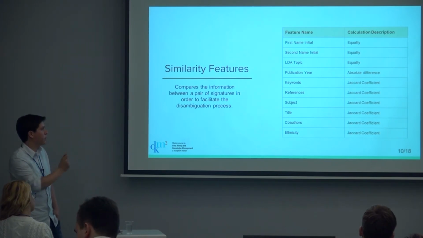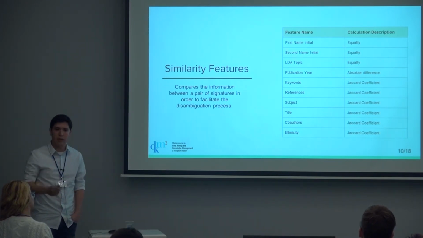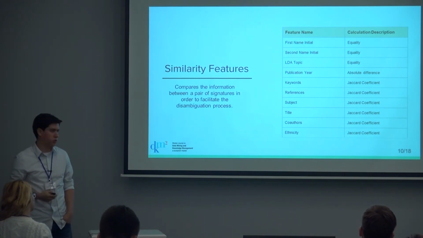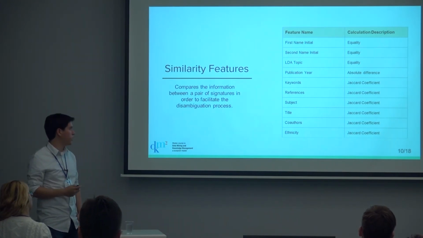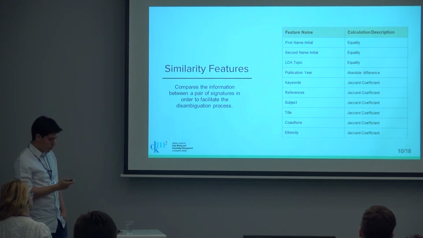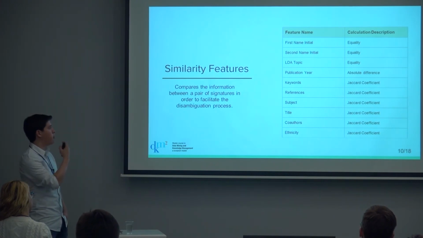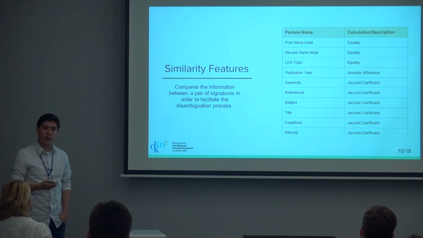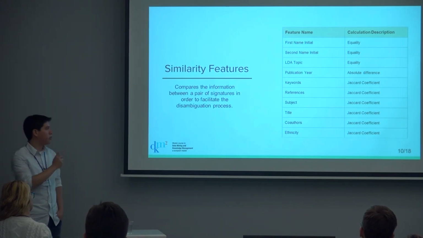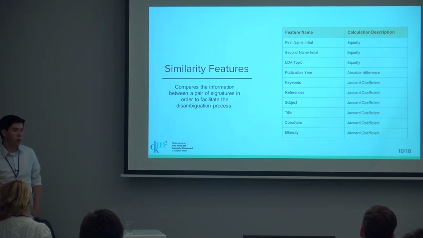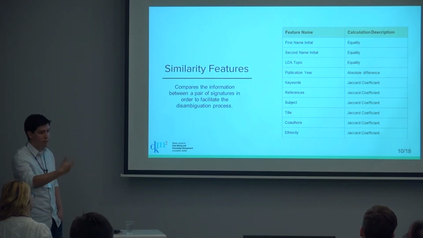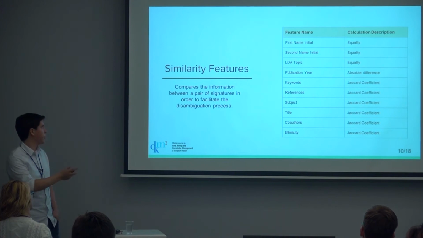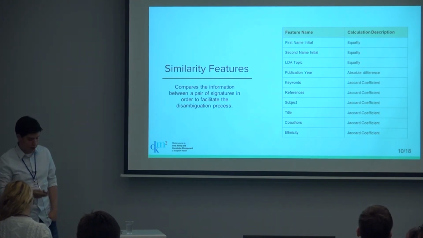We get the publication year. We get the absolute difference between the publication years of those signatures, and more important than that, we create a similarity feature based on the Jaccard coefficient for the keywords, the references, the subject, the title, the co-authors, and the ethnicity. So we create different distances based on the article features in order to create these similarity features.